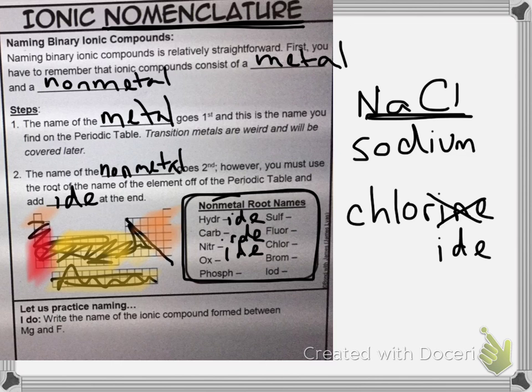So let's practice. We need to write the name of the ionic compound formed between Mg and F. So our first job is to figure out what is the metal, and then we'll figure out what's the nonmetal. So our metal, if we look on the periodic table, magnesium is right about here. So magnesium is a metal. So we're going to start with Mg, and that is magnesium.